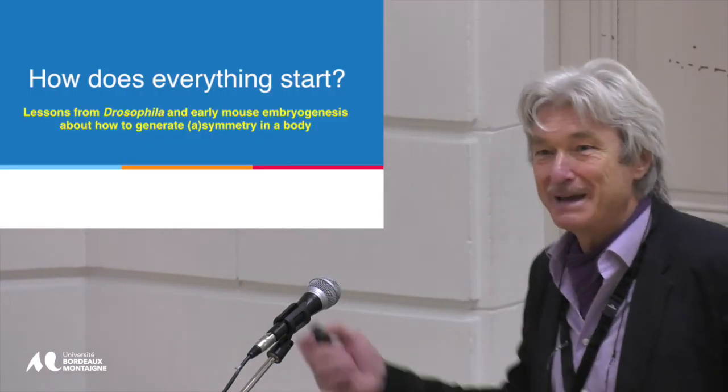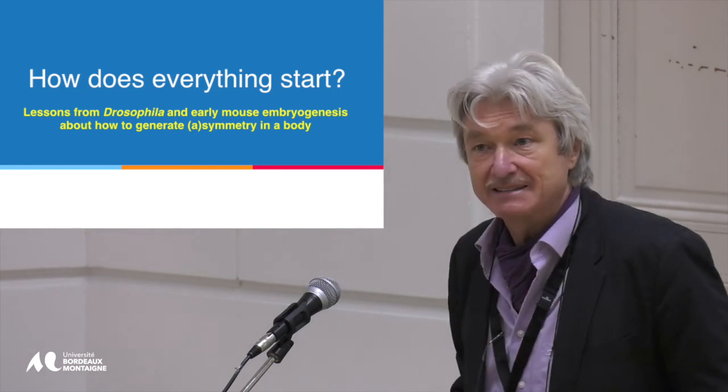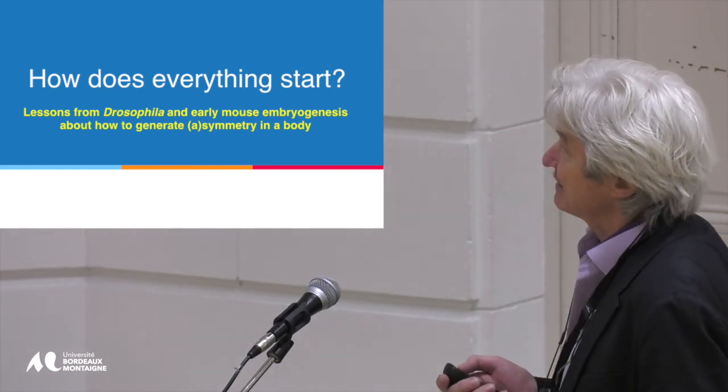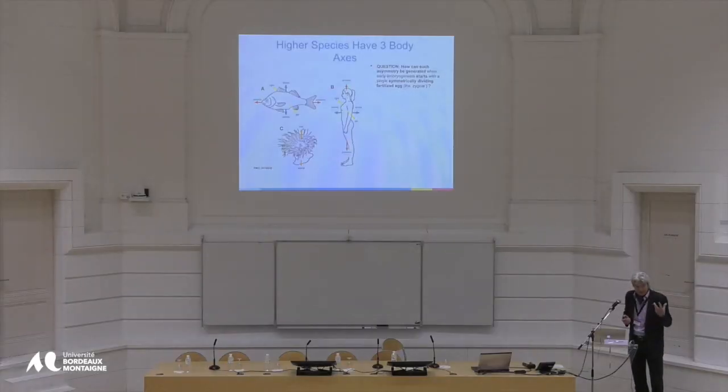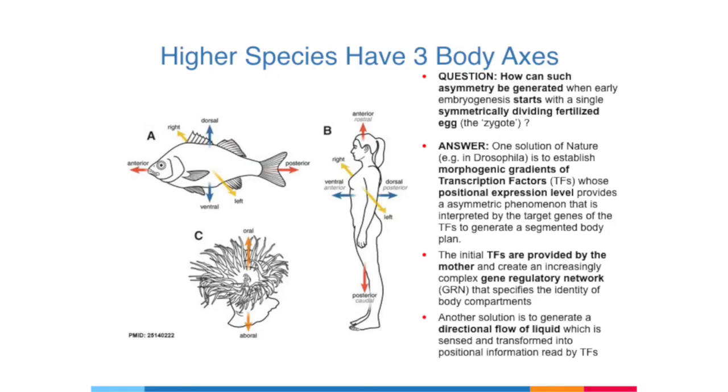To the second part, I'm going back to the original question of this conference, which is symmetry and asymmetry and body axis. And body axis, we have three body axes which are depicted here, the anterior-posterior, dorsal-ventral, and left-right. And this is not only in man, it's in fishes as well, except that some more primitive organisms have only one axis. But the question is, how can such an asymmetry be generated from an initially symmetrically dividing fertilized egg? And the answer to that, just to give you the take-home message, is nature has several solutions for that.